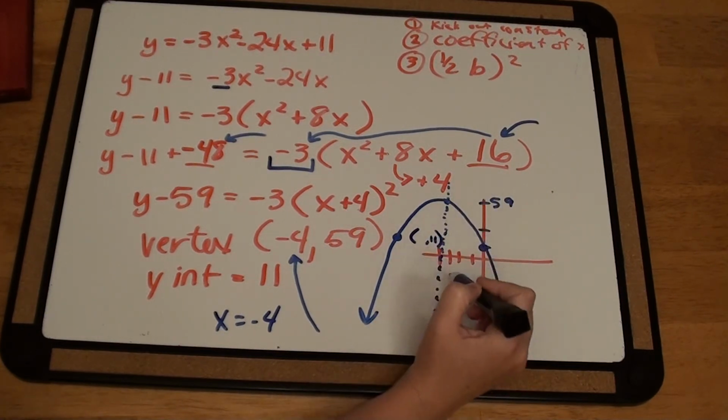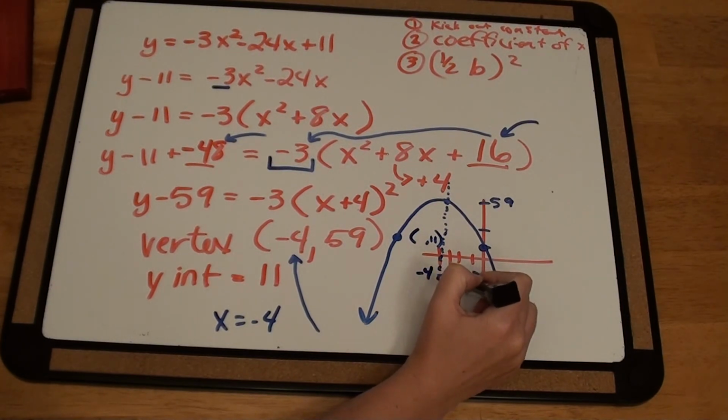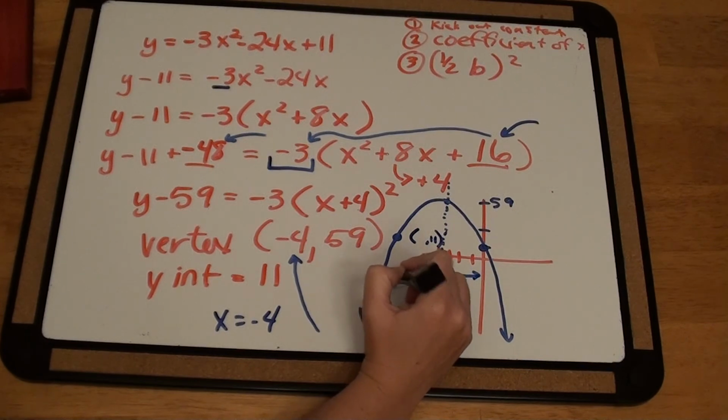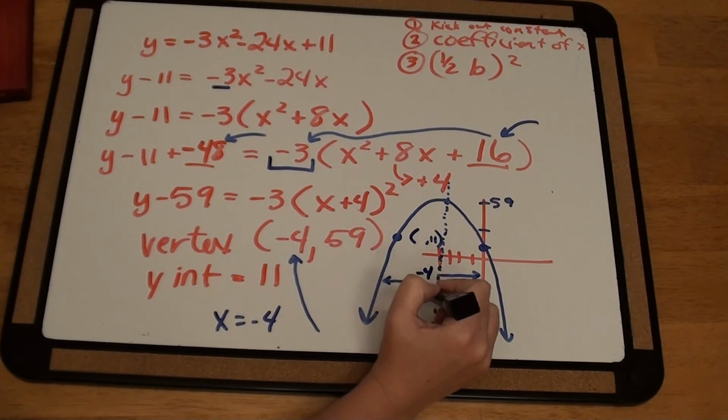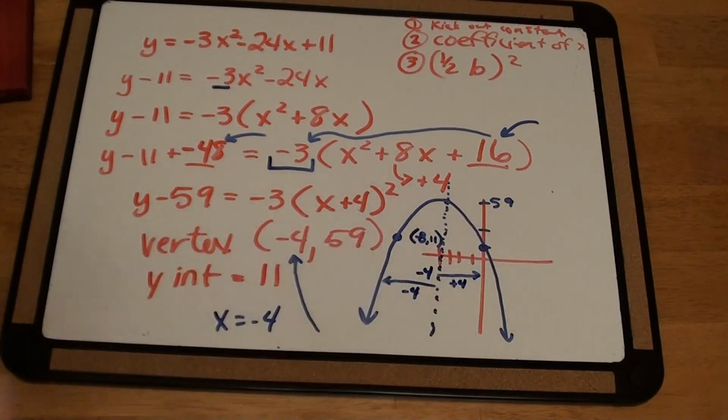Well, I started at negative 4 and I went to 0. That was forward 4 units. If I go back 4 units, I will be the same distance. So negative 4 minus 4 would be negative 8. So this should be negative 8, 11. And that's just a symmetrical point, remembering that you can fold the piece of paper together.